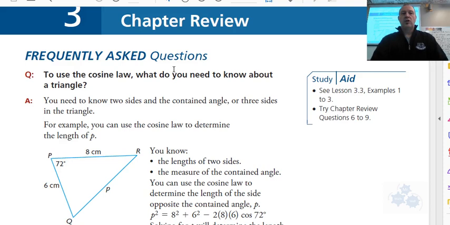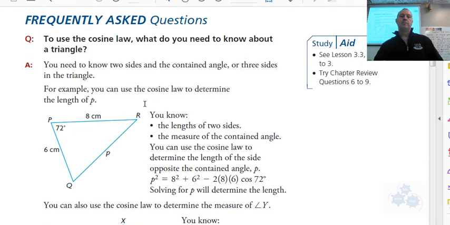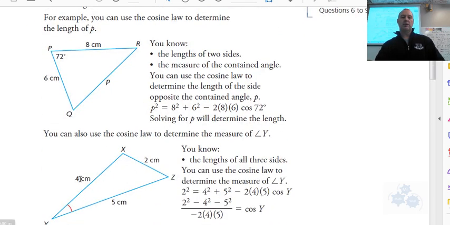Okay. So to use the cosine law, what do you need to know about a triangle? All right. So the cosine law, that was the second law that we studied. You need to know two sides and the contained angle, like in this situation right here, two sides and the angle in between those sides. That's a cosine law situation. Or three sides of a triangle, side, side, side. So these are the two situations for the cosine law. If you tried to use the sine law, you would realize quickly that you couldn't. If you're not sure, go ahead and try one. You won't have enough information to use the sine law for these, so you have to use the cosine law.